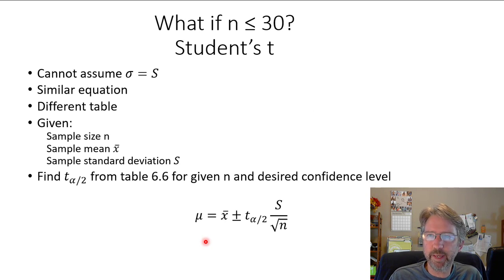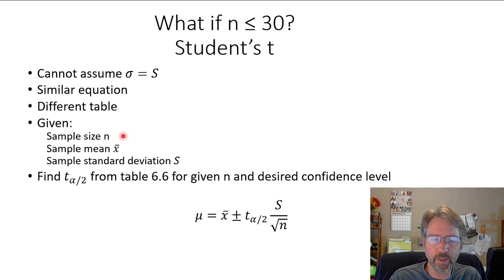So what do you do if n is less than 30? The table is called the student's t table, and it's used for several things, but we're using it mainly in this application of finding the mean. When n is less than 30, we can't assume that the population standard deviation is about the same as the sample standard deviation anymore. But the equation using the student's t is very similar to the one using the normal distribution. We use a different table, but we start with the same setup.